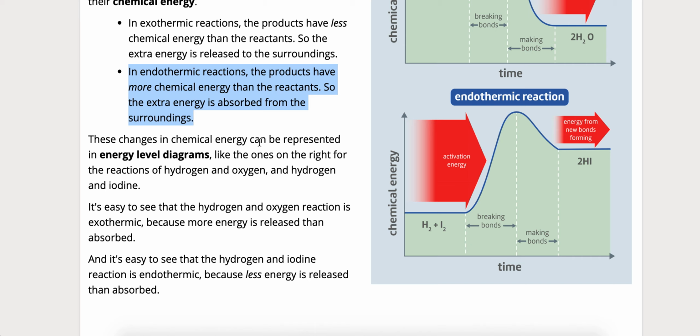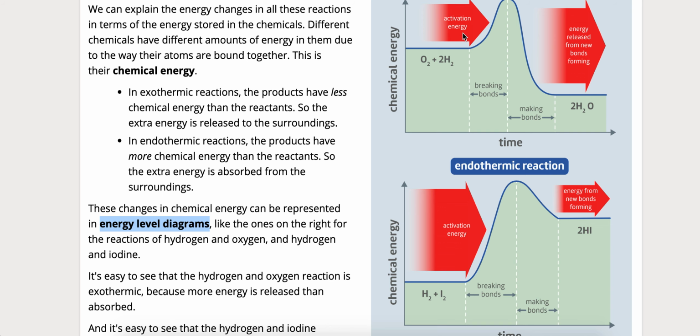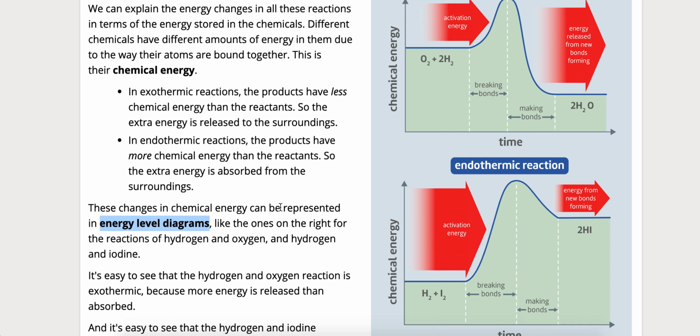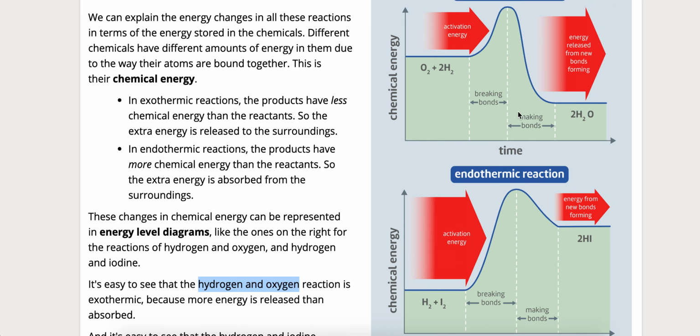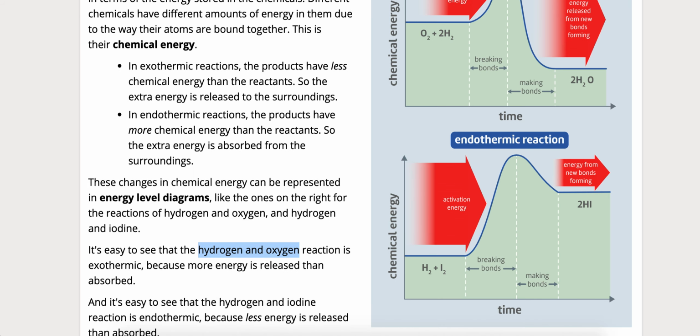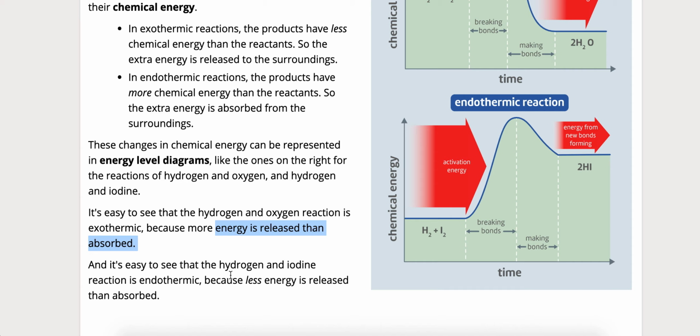These changes in chemical energy can be represented in what we call energy level diagrams, which is exactly these types of diagrams here. It's easy to see that the hydrogen and oxygen reaction, your exothermic reaction over here, is exothermic because more energy is released than is absorbed. It's also easy to see that our reaction between hydrogen and iodine on this right-hand side below is endothermic because less energy is being released than is being absorbed.